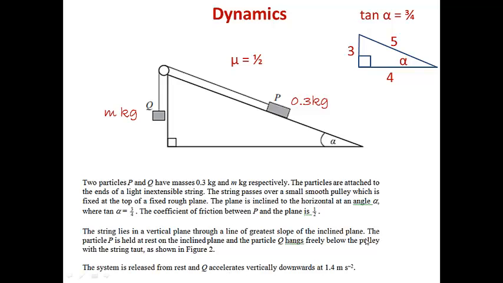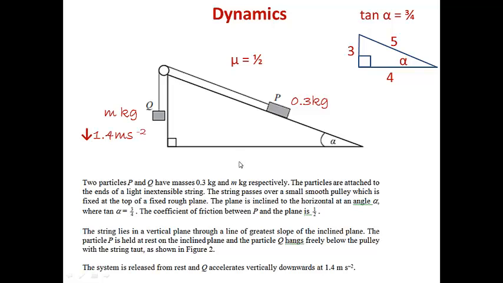Okay. The particle P is held at rest on the inclined plane, and the particle Q hangs freely below the pulley with the string taut. The system's released and Q accelerates vertically downwards at 1.4 meters per second squared. As the string is inextensible, we know that P will be accelerating up the slope at the same acceleration as Q is dropping.